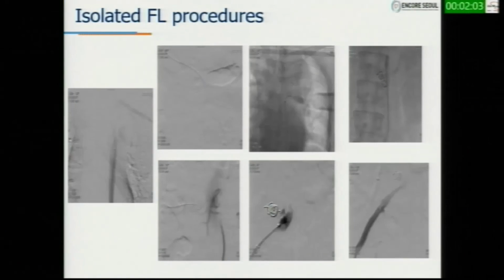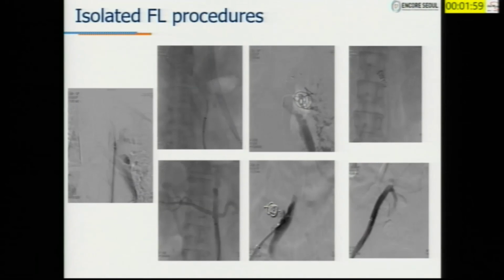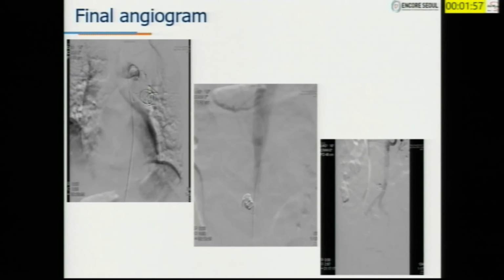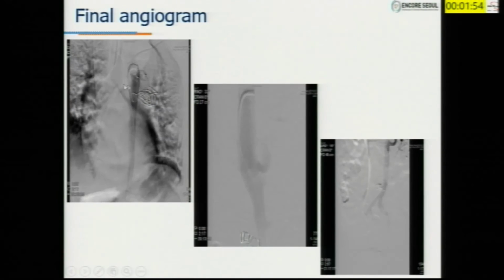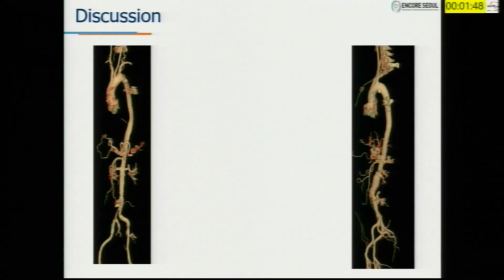The last tear is a large retrograde tear at the left external iliac. We sealed it with a bare stent, two overlapping stents. So through this isolated false lumen procedure, without using a stent graft, we completely excluded the false lumen from the true lumen. And this is the final angiogram at different levels. You can see here no endoleak. What about the true lumen? Will it dilate without a stent?